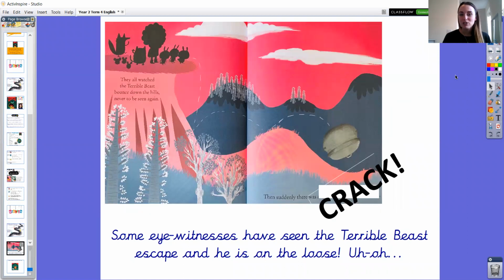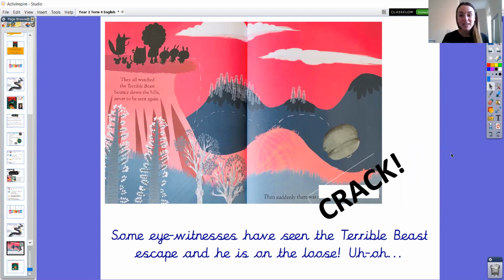So as you can see here, I'm sharing a double spread with you from the end of the story. I'm just going to read it to you again, okay? They all watched the terrible beast bounce down the hills, never to be seen again. Then suddenly there was a crack. Some eyewitnesses have seen the terrible beast escape and he is on the loose.